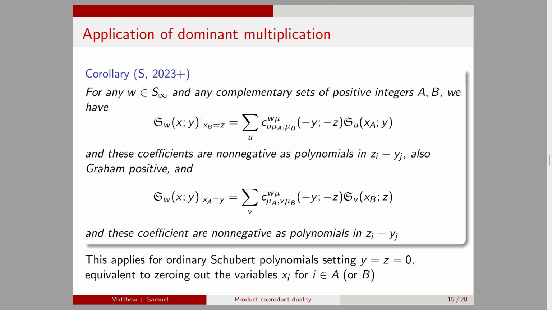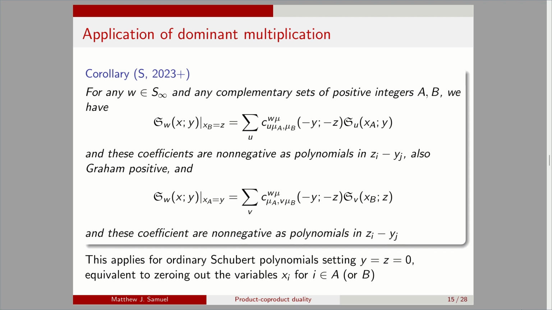The other way, if we set x_a equal to y, we get a sum of c_mu_a v, mu_b w mu of minus y, minus z times S_v of x_b and z. So this uses the dual Pieri formula, where the dominant permutation is the left index. So these coefficients are also non-negative in terms of z_i minus y_j.